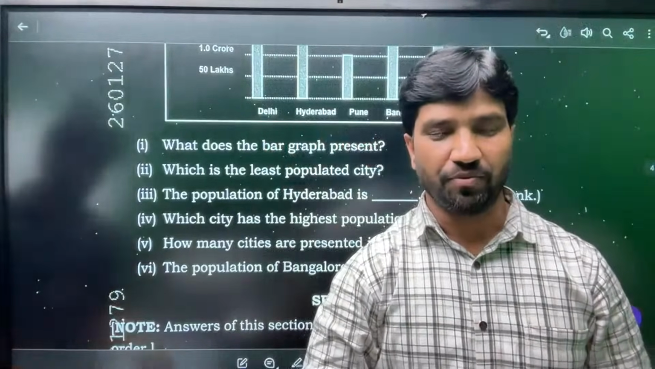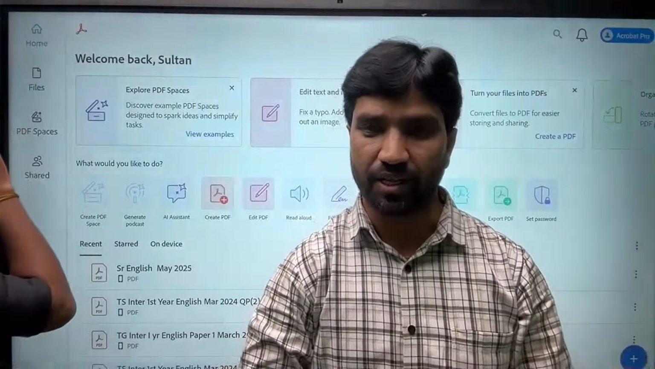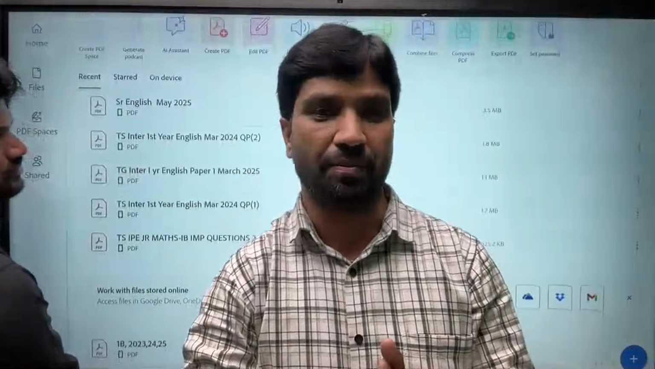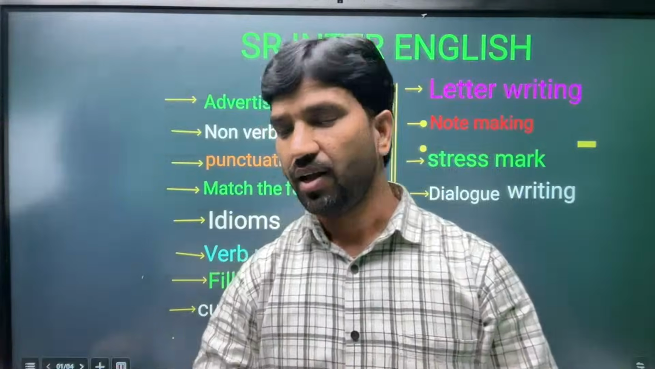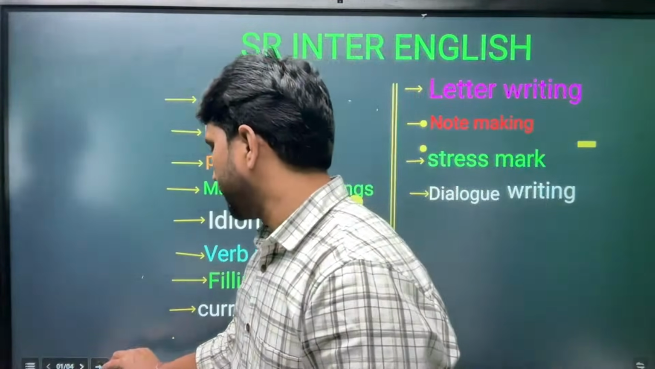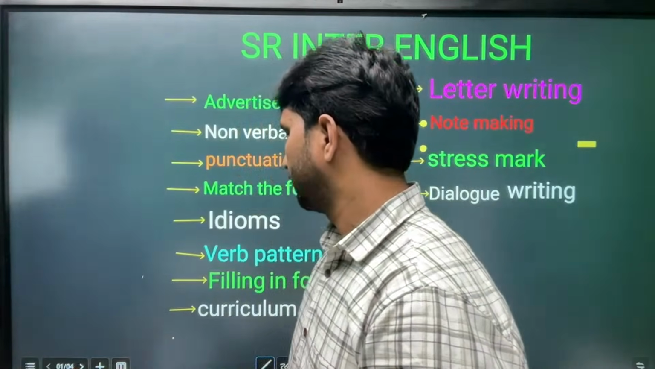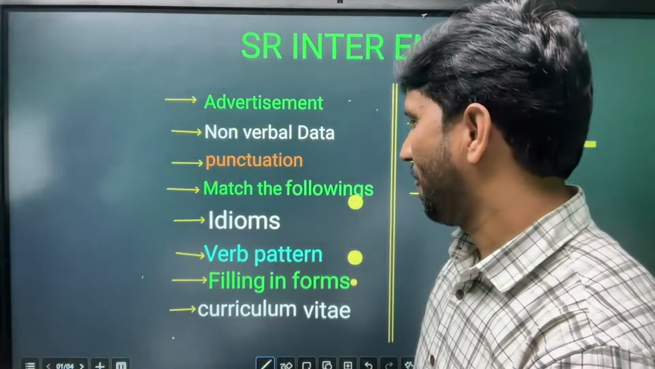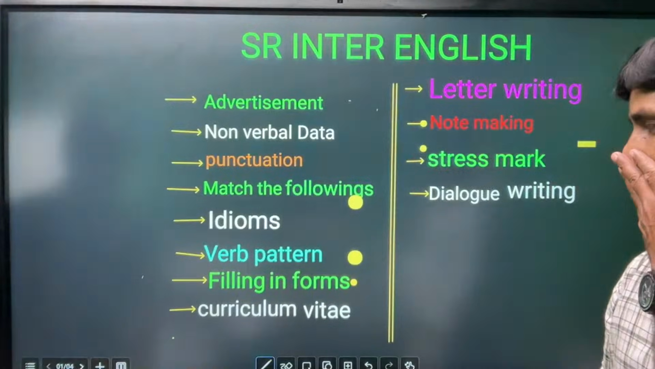Right. The curriculum vitae. How to write a curriculum vitae? There are three side headings. First, the curriculum vitae should start from the advertisement we get in the question paper. Based on the given advertisement in the question paper, we write the curriculum vitae. Let us go with the presentation.